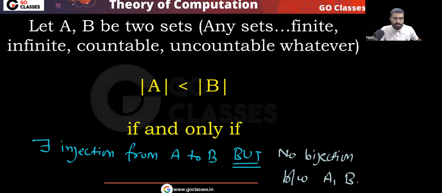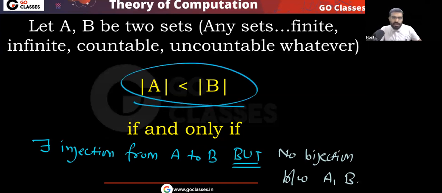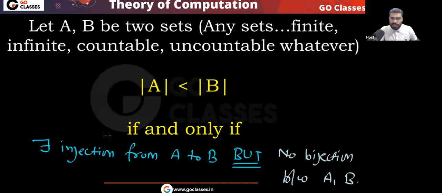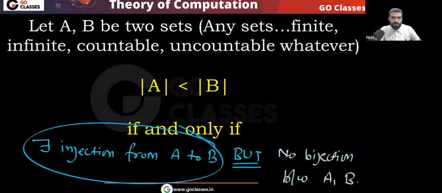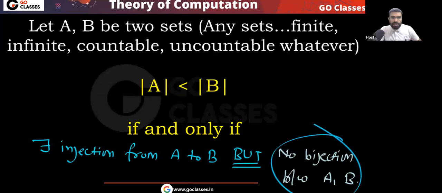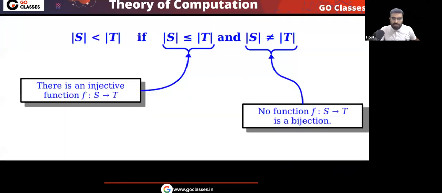Okay, is this clear? Very simple. When can you say set A's cardinality is strictly less than set B's cardinality? If and only if there exists an injection from A to B, but there is no bijection between A and B. So this is an important definition. You can just see this slide, a very nice slide from Stanford University. You can see set S's cardinality is strictly less than set T's cardinality. When can you say that? If this happens and they don't have the same cardinality, right? Yes or no?